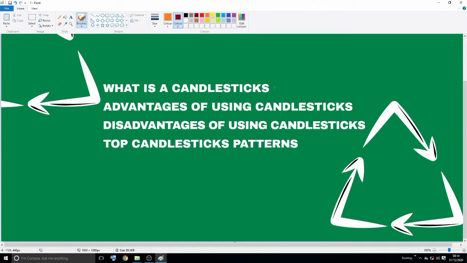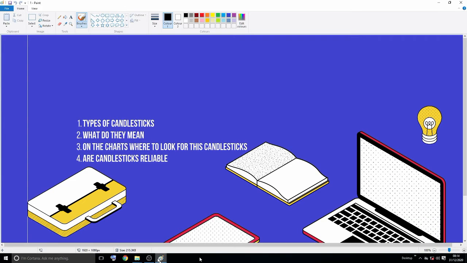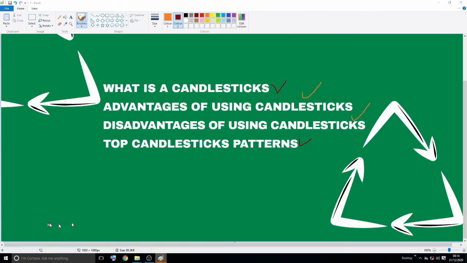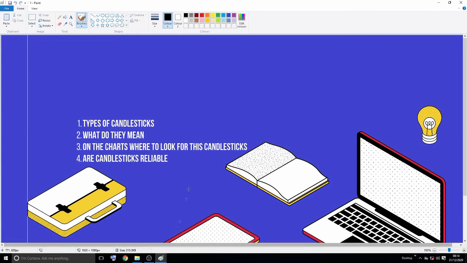Today we are continuing. Yesterday we talked about what is a candlestick, advantages of using candlesticks, disadvantages of using candlesticks, and top candlestick patterns. So today we will be continuing to talk about the types of candlesticks.